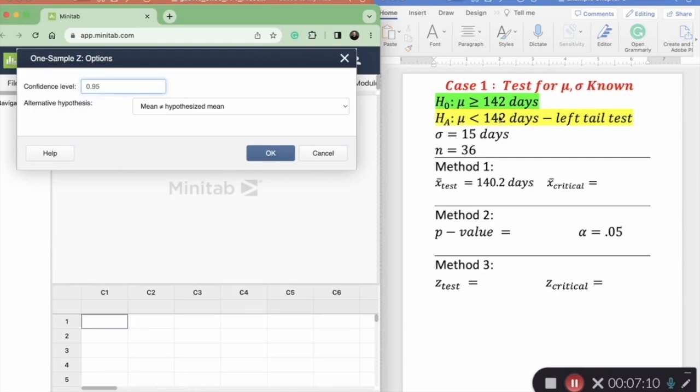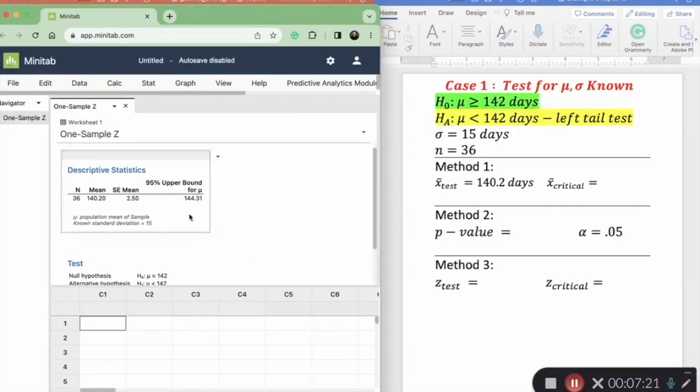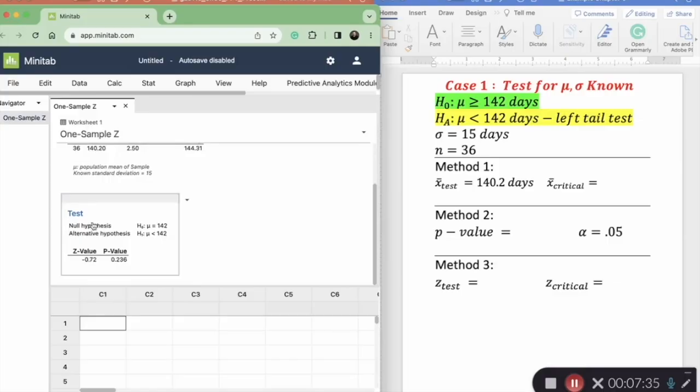Is the sample mean less than the hypothesized mean? Okay, now what do we have here? We have descriptive statistics about the mean, the sample size, the standard error, and this is the upper bound of the confidence interval. This is the testing now.